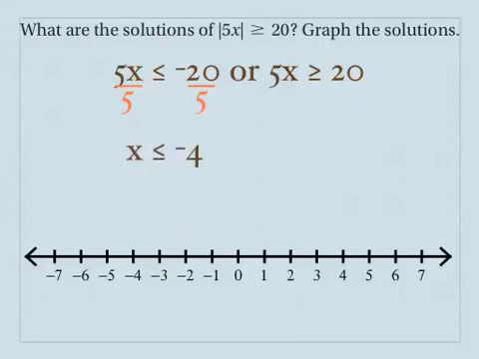Now I need to solve the inequality 5x is greater than or equal to 20. You have to divide by 5 on both sides, and when you do that, you get x is greater than or equal to 4.